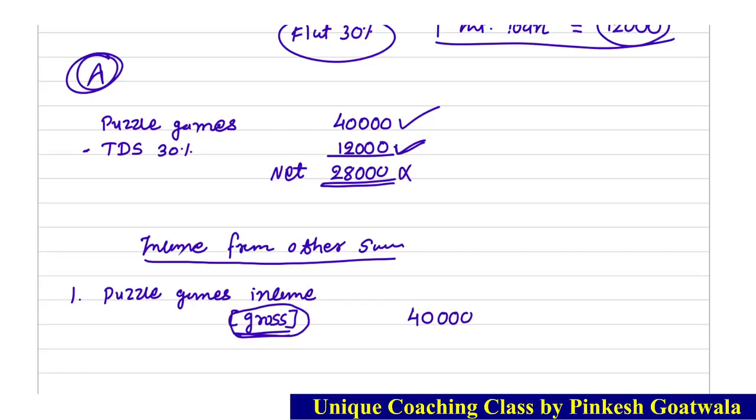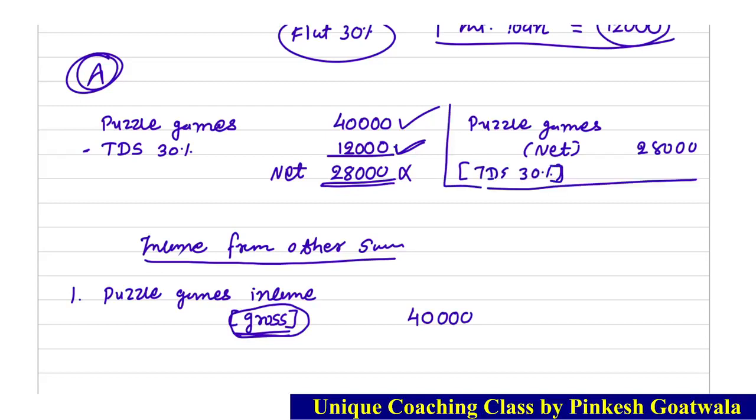Now in a question, sometimes they do not give this gross income directly, they give net income. In the question, the income will be given like this: puzzle games in a bracket, net 28,000, and in another bracket TDS 30%. This type of information is given in the question. So here puzzle games net income is given and we have to show gross income, which means we have to find out the gross income. So how to find that out?